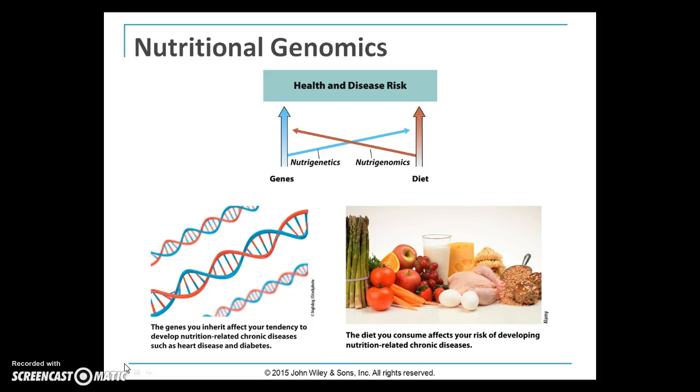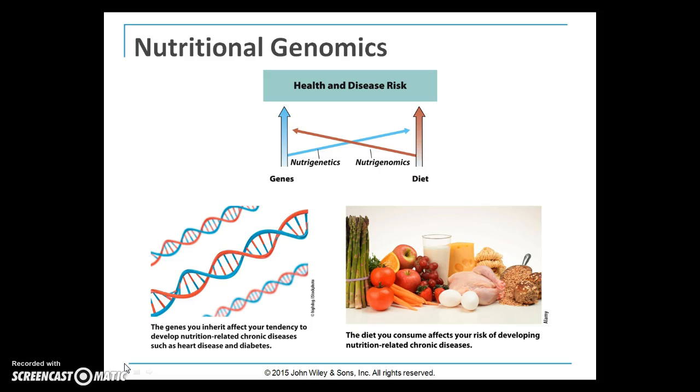In nutritional genomics, both the genes you inherit and your dietary choices interact and directly affect your health and disease risk. There is an interplay between these such that your genes, through what's called nutrigenetics or nutrigenomics, influence how your diet affects your health and how your genes impact your health. So you can see nutrigenomics and nutrigenetics are the interplay between genes and diet.